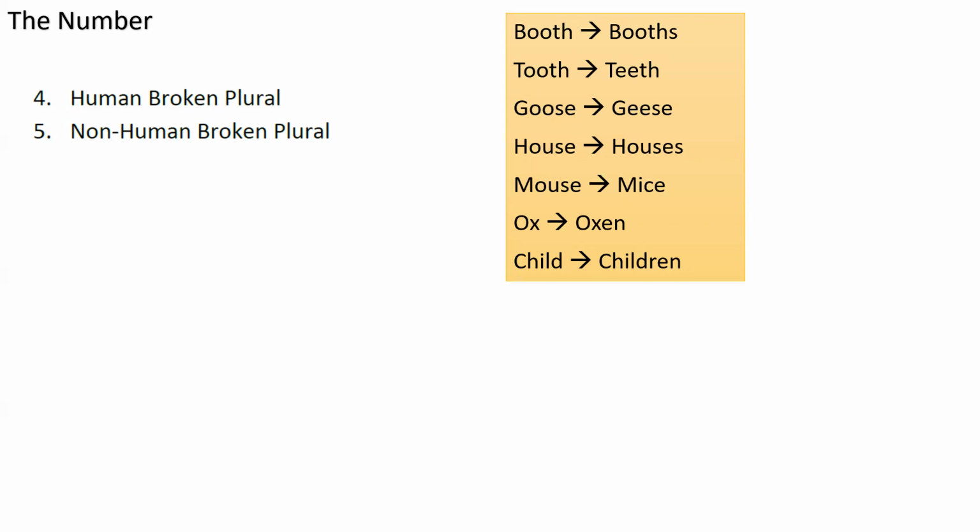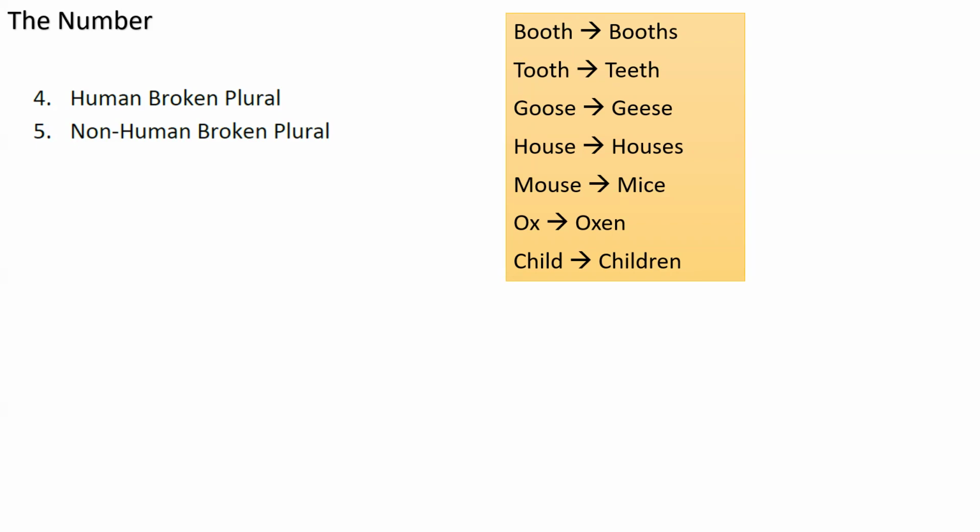Goose, double O became double E. Mouse, for I don't know why, and we don't know, it became mice. Instead of five letters, it became four letters, right? And there's a C, and the C came from somewhere. Ox, we add an E-N, oxen. Child, we add R-E-N with them. So there's no rule for these ones.